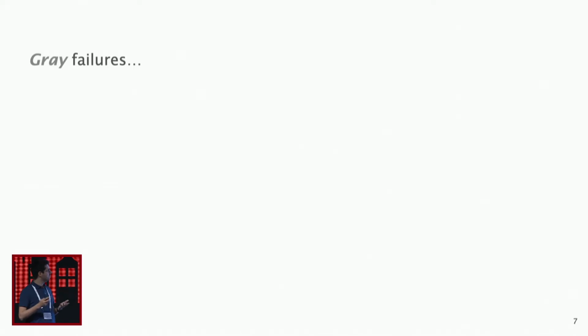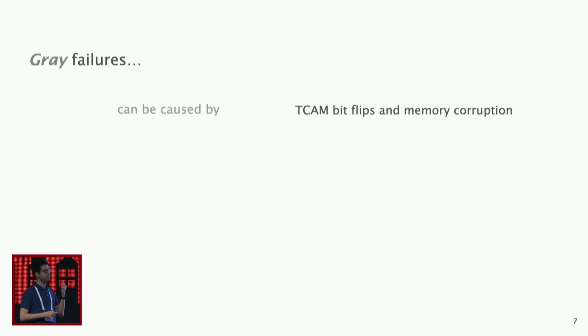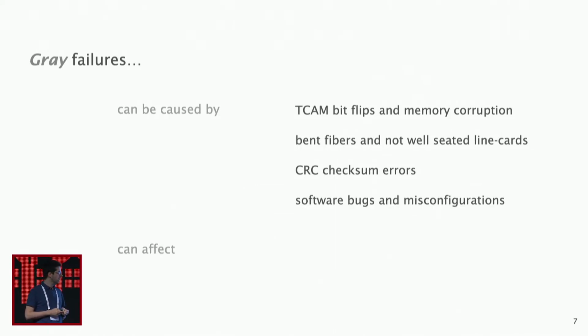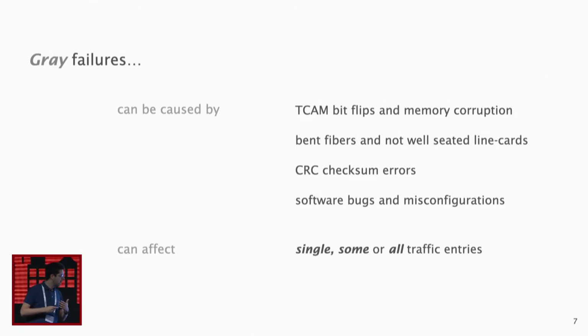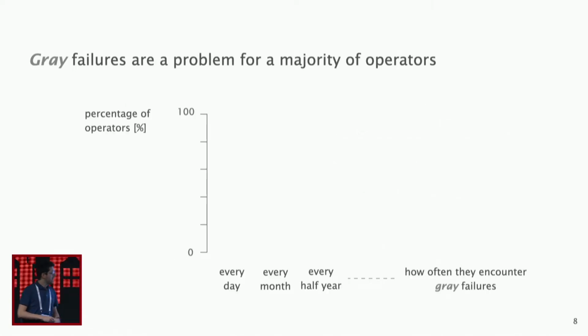To give a bit of background, GraY failures can be caused by many things, but the most common cases are TCAM bit flips and memory corruption, bent fibers and not well-seated line cards, CRC checksum errors, and software bugs and misconfigurations. Now, these errors can affect traffic entries in different ways. For example, it can affect only one single traffic entry, as we saw in the example, one user, or only traffic for one specific destination, multiple of them, or all of them at the same time. Also, the way traffic entries are affected can change how packets get dropped. All packets could be dropped, making, for example, a black hole of a given entry, or just a few percent of packets getting dropped.